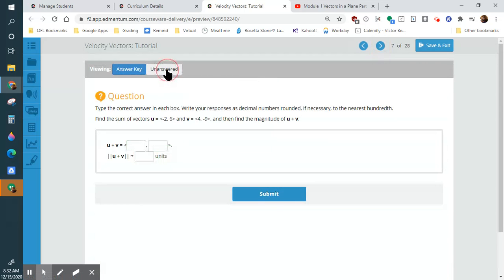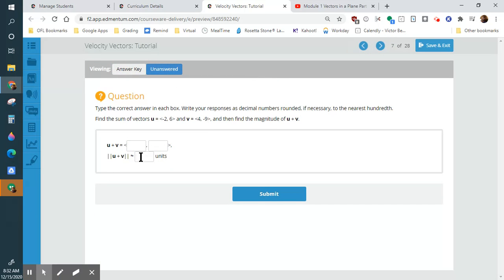All right, so let's try to solve one of these together. We're going to be adding these two vectors, and then we want to find the magnitude of it. So remember, magnitude, this double absolute value looking symbol, means the distance. In order to do distance, we basically just do the Pythagorean theorem. So let's get started on this one.